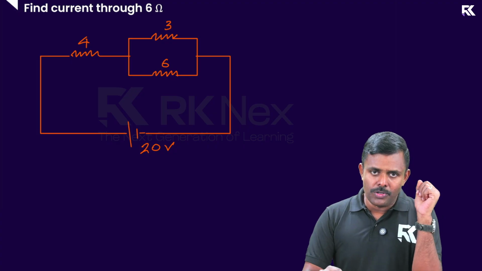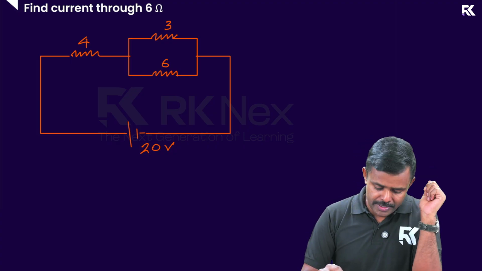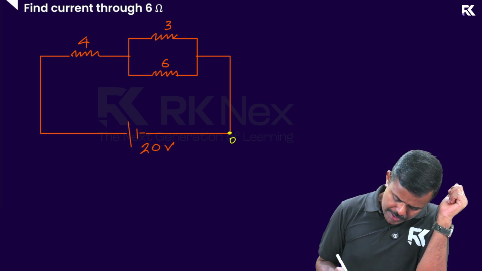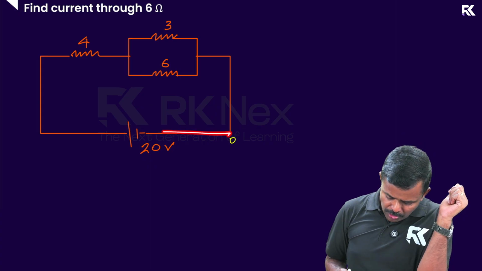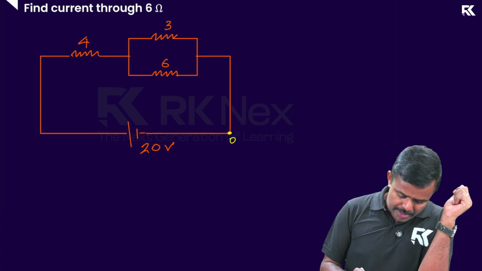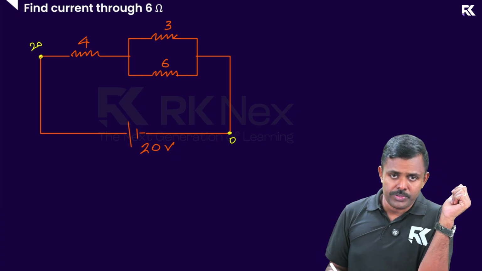Find the current through the 6 ohm. There are different methods to do this, but I'm going to use Kirchhoff's junction law for this. Right. So look at this. I'm going to take the potential of this location as 0. And as I walk, I see the negative, so I'm raising it by 20. So this point is at 20, or rather, this point is at 20 volts.